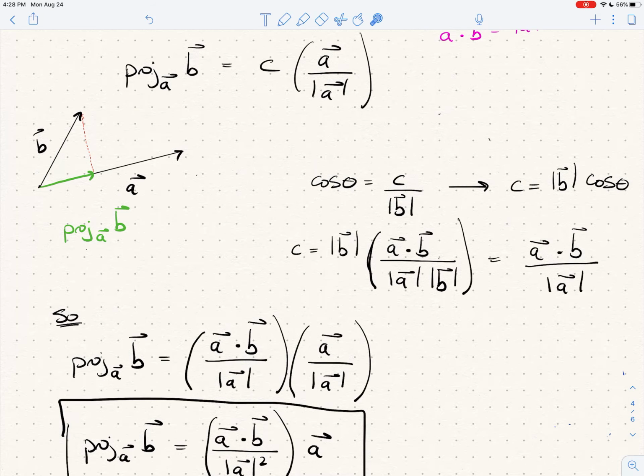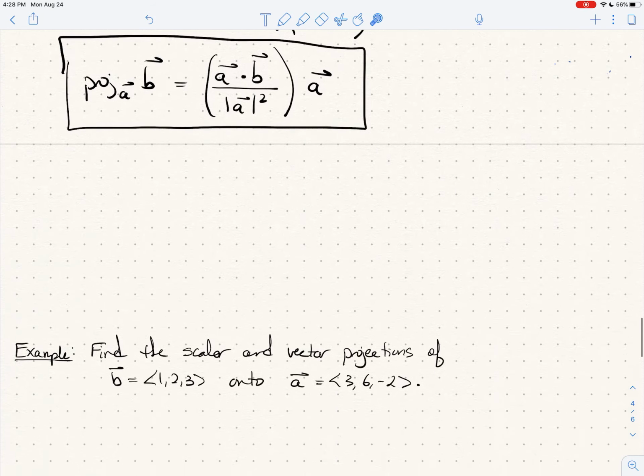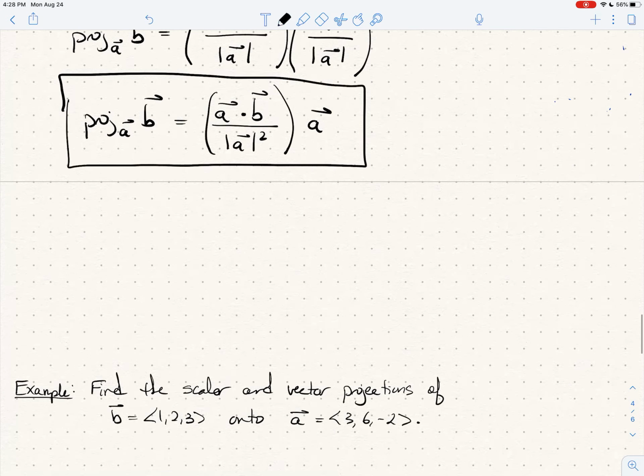So one more definition, and then we'll do an example, and then we'll be done. So I want to briefly mention the scalar projection. Some of you were saying, whoa, I thought we were done with projections.